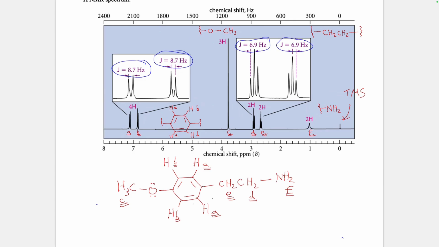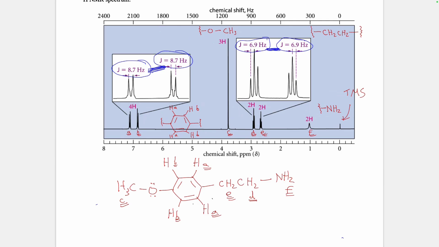It's called a coupling constant. It's simply the distance between the peaks in the multiplet. How much space is there between the peaks in the split signal? The reason that's useful is that if you look at them and match them, like the ones that are 8.7, those two are coupled to one another. Those are splitting each other. And then the ones that are 6.9, they're splitting each other.